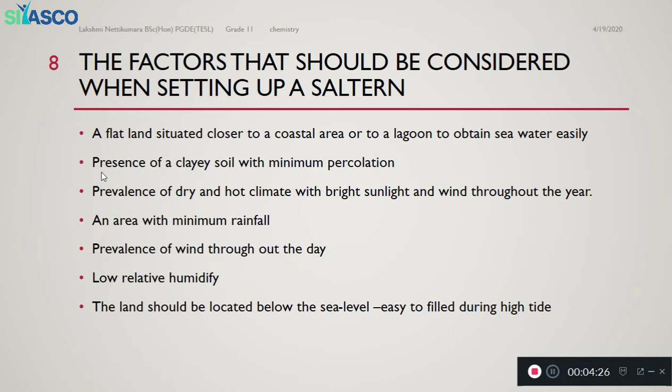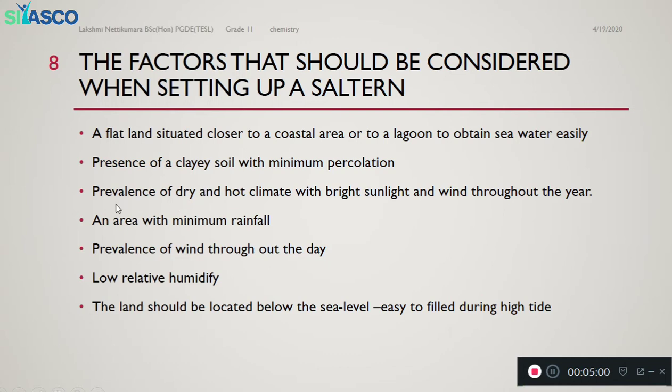Why? You know that clay soil has particles that are very, very close, and they are fine particles. So the soil does not let water go through it. That means minimum percolation. Percolation is extremely low in clay soil.